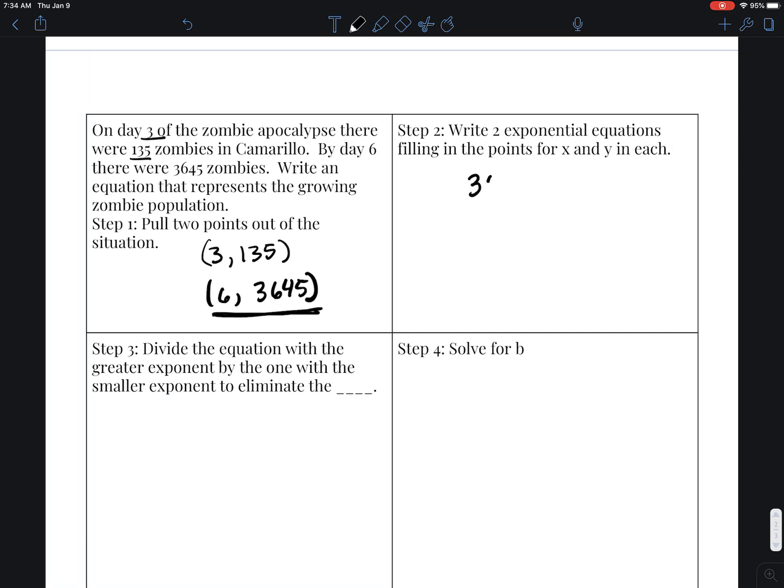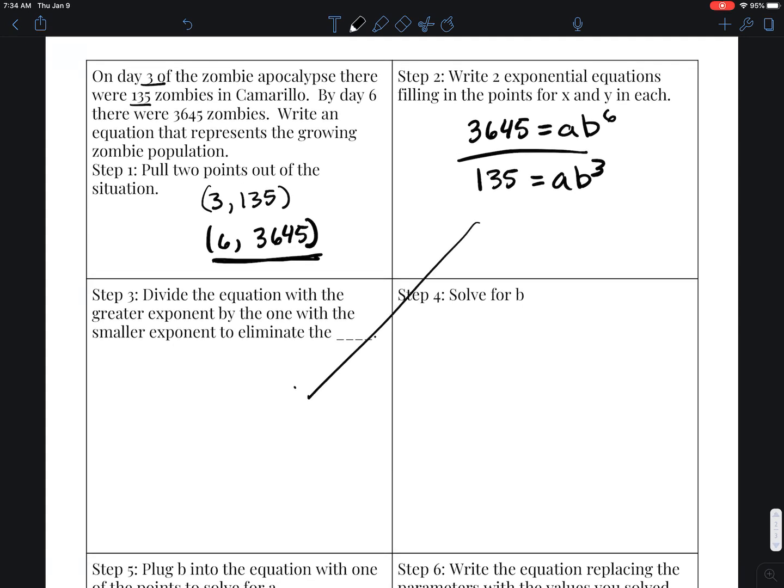So we're going to take 3,645, the y value, equals, I don't know what a is yet, I don't know what b is yet, but we know that x is 6 when y is 3,645. Then we're going to divide this by 135 equals a b to the power of 3. Okay, so again, that's right here. The goal is to eliminate the a value. Okay, so let's do this and solve for b.